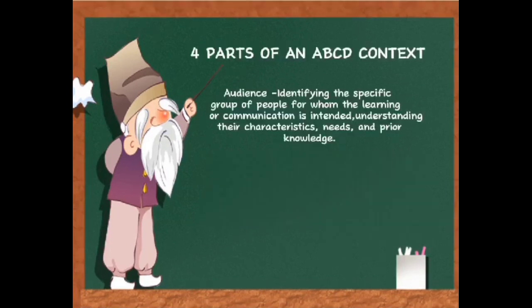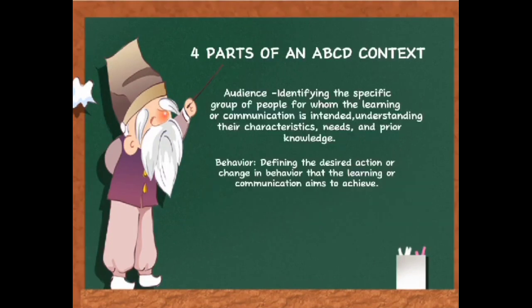Four parts of an ABCD context. Audience: identifying the specific group of people for whom the learning or communication is intended, understanding their characteristics, needs, and prior knowledge. Behavior: defining the desired action or change in behavior that the learning or communication aims to achieve.